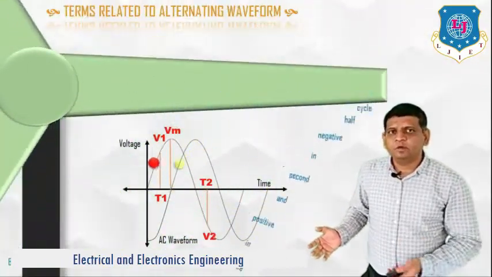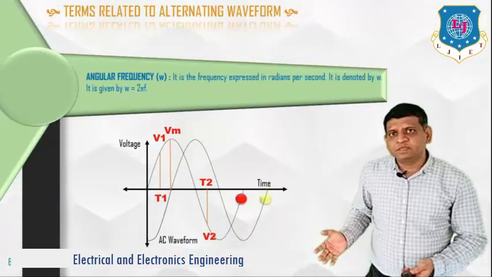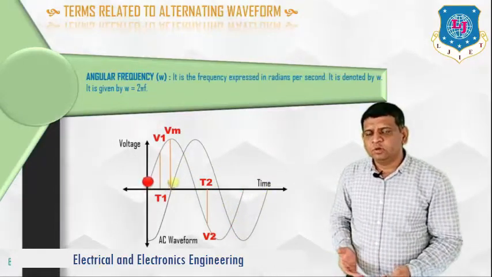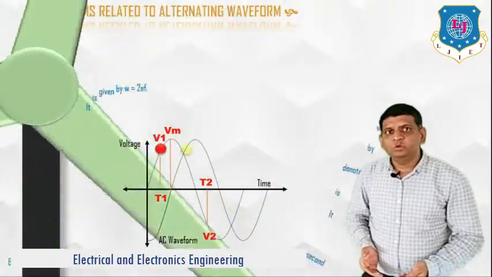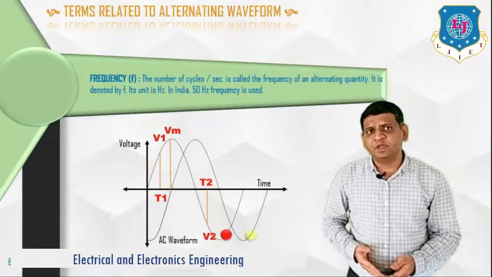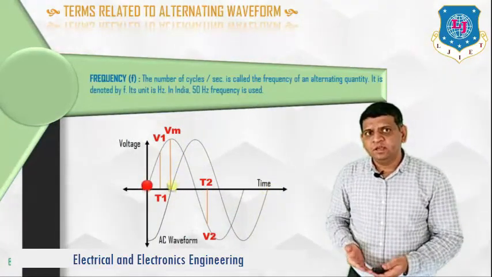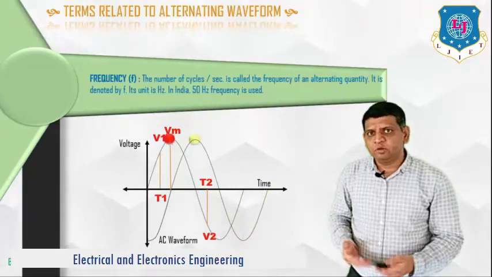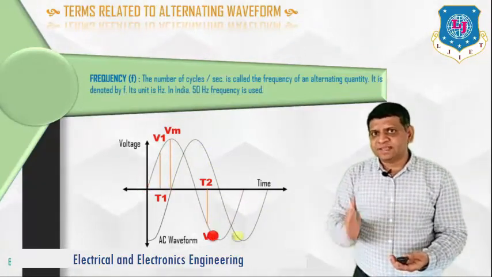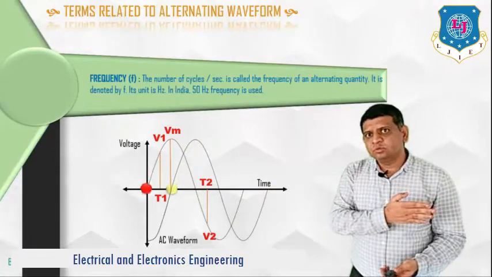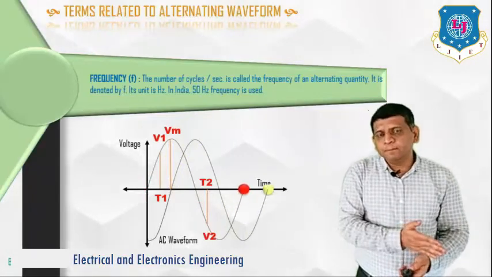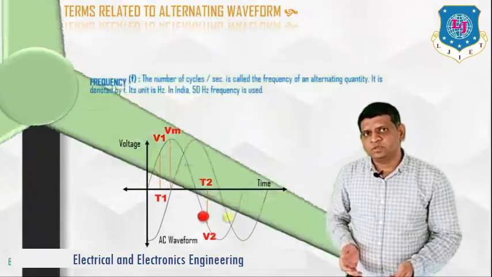Another important parameter we define is angular frequency omega. It is the frequency expressed in radians per second. It is denoted by omega and given by omega equals 2 pi f. Again, one more important term we define is the frequency f. The number of cycles per second is called the frequency of an alternating quantity. It is always denoted by f and the unit is hertz. What does it mean? Within 1 second, how many cycles pass through this particular signal is defined as the frequency, right?